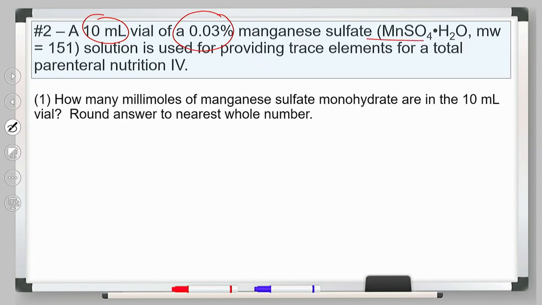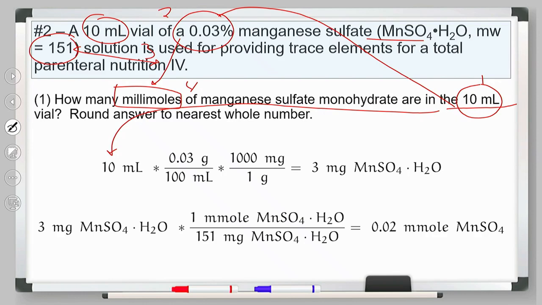All right, so the first question says, how many millimoles of manganese sulfate monohydrate are in the 10 mL vial? So step 1, tell me how many millimoles are in the entire vial. We started with 10 milliliters, and that's a volume, and we're going to use our concentration of 0.03% weight per volume, meaning 0.03 grams per 100 milliliters.